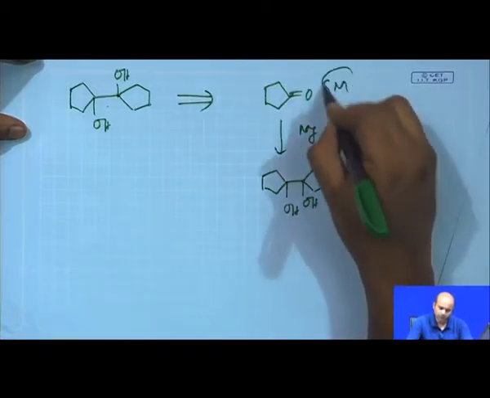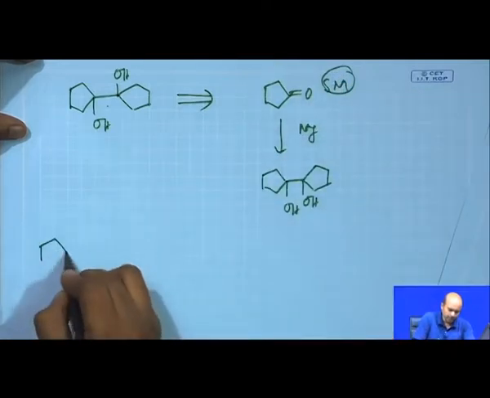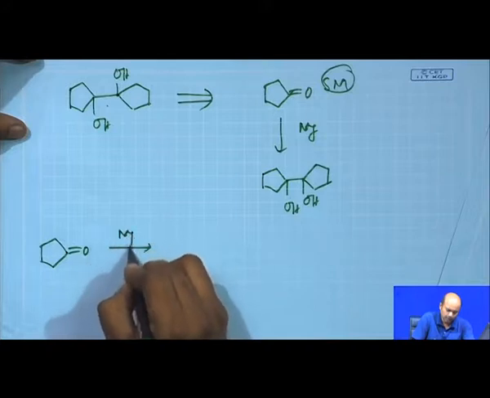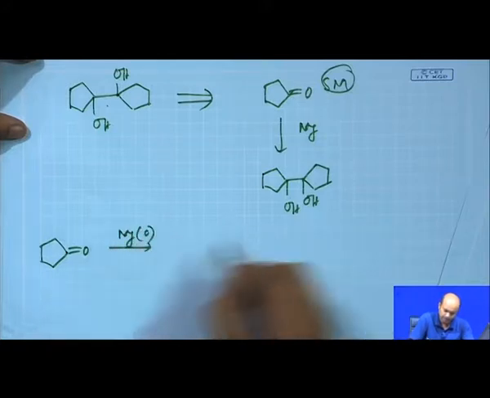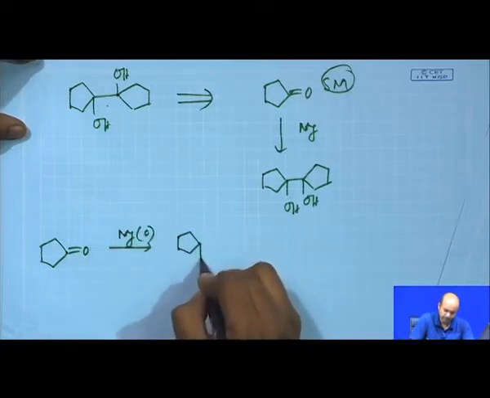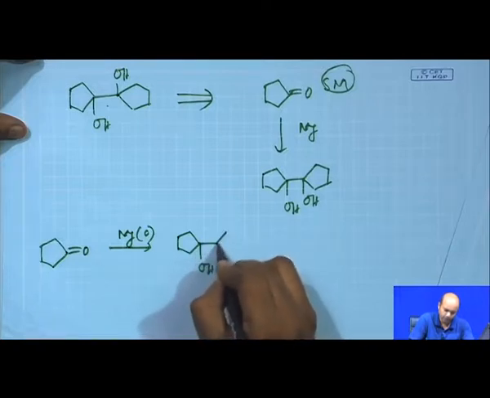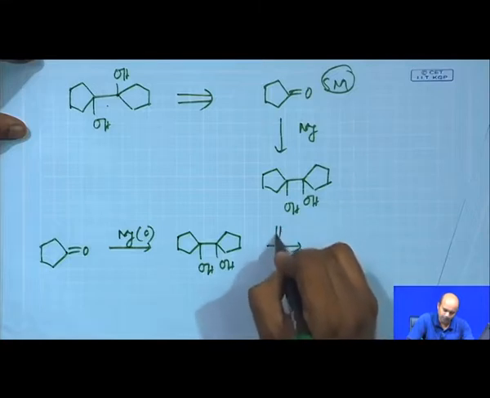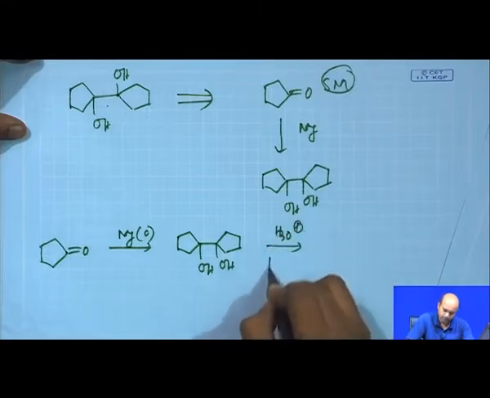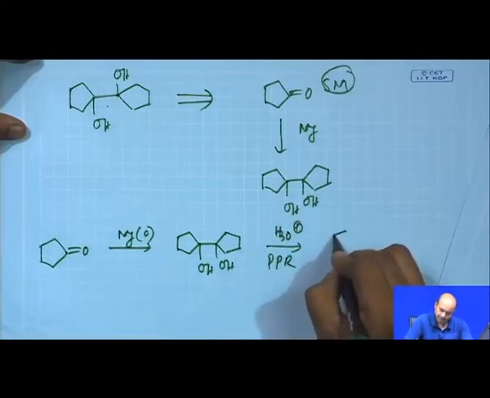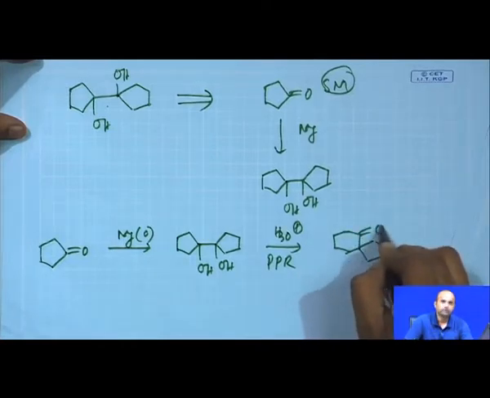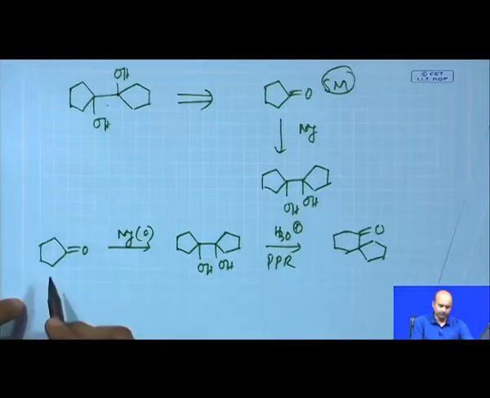So, your entire pathway will now have this picture. You start with cyclopentanone, do a magnesium mediated coupling, you get this diol, this is your forward pathway as I am saying. Then you do a pinacol rearrangement, which is PPR, and then finally you get your target molecule. So, this is the entire pathway, a 3-step pathway.